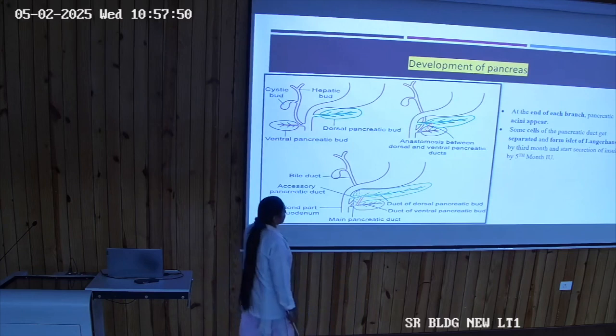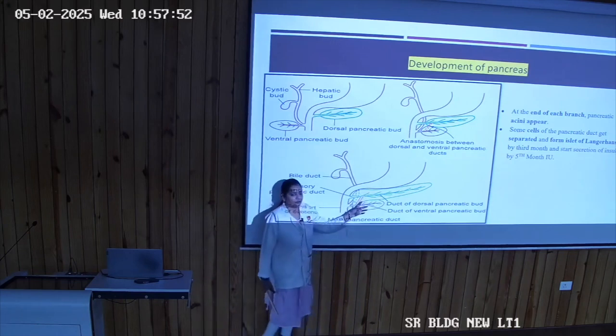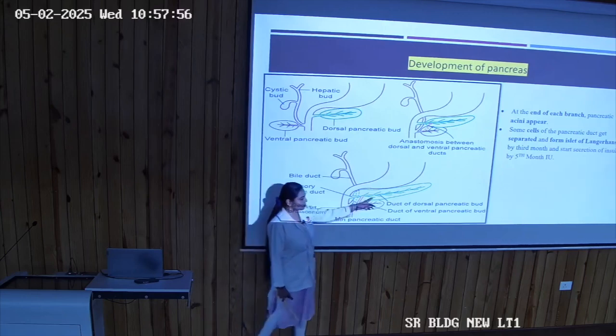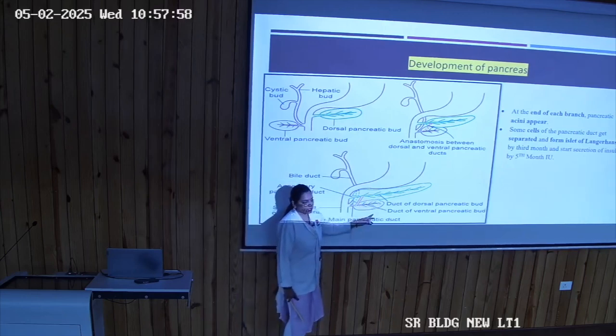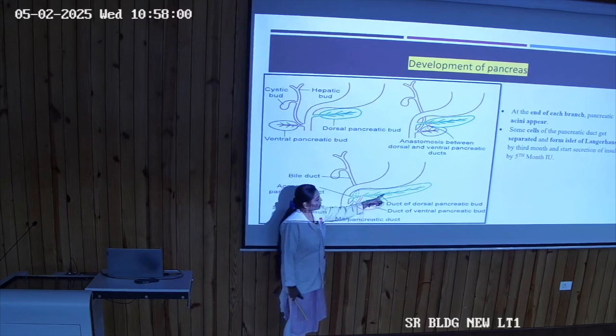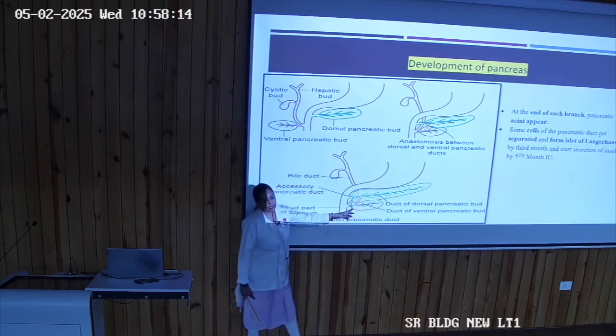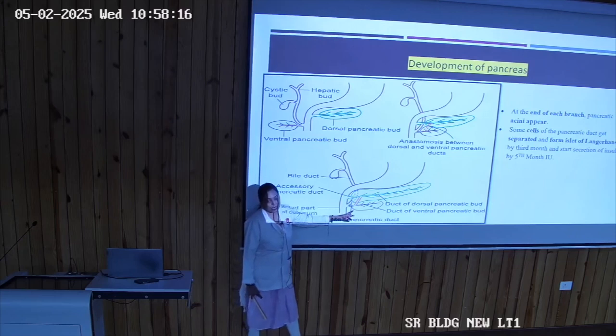Now, just concentrate over here for the fusion of the pancreatic duct. This is the dorsal pancreatic duct, and this is the ventral pancreatic duct. Now the distal part of the dorsal pancreatic duct is going to fuse with the ventral pancreatic duct and form the common pancreatic duct of Wirsing, the main pancreatic duct of the pancreas.